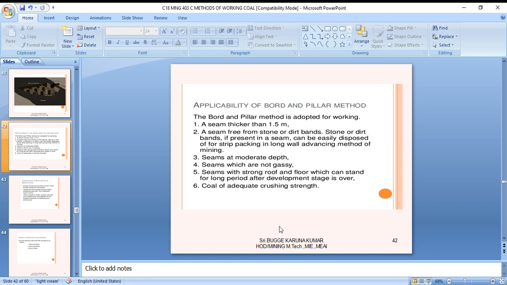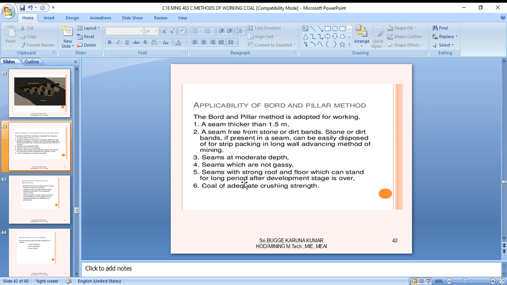Seams at moderate depth, and seams which are not gassy. This is because board and pillar has a number of openings, so gas can easily accumulate in various areas. Also moderate depth, because if the load is more, the pillar will be crushed. That challenge is there. Seams should also have a strong roof and floor which can stand for a long period after the development stage is over. Coal should have adequate crushing strength. This is also a very important point.